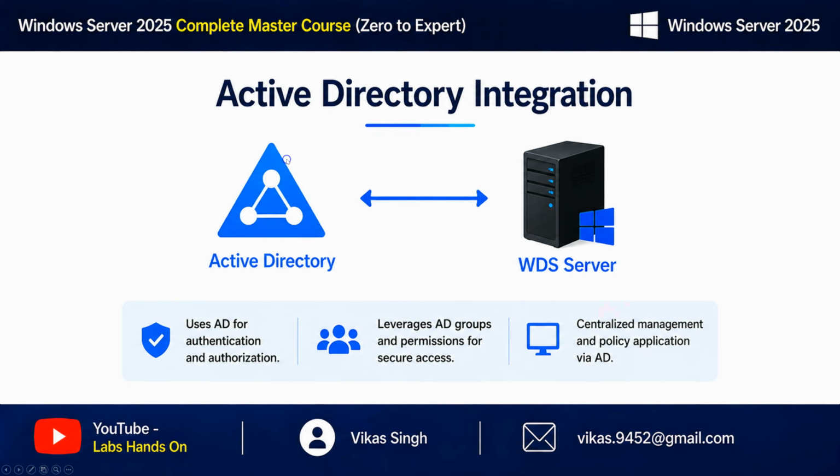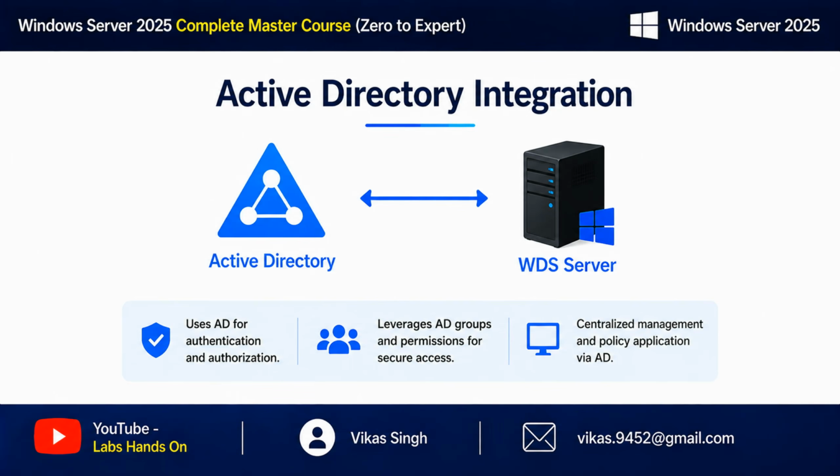So now Active Directory integration, this is also a very important topic. When WDS is integrated with Active Directory, it can use AD for authentication and authorization. This means only authorized administrators and approved devices can access the Windows Deployment Services. During the deployment we are going to see this. WDS can also leverage Active Directory users, groups and permissions to control who can deploy operating systems and manage deployment resources.